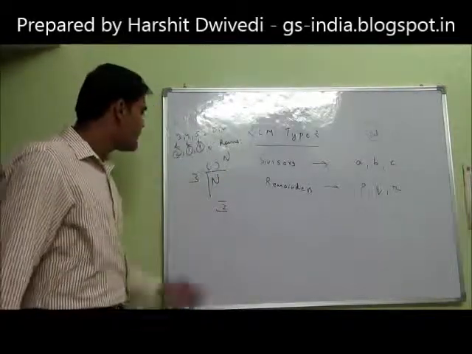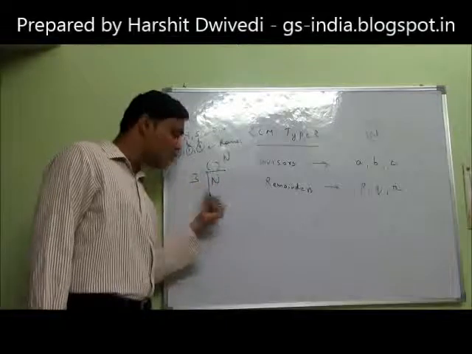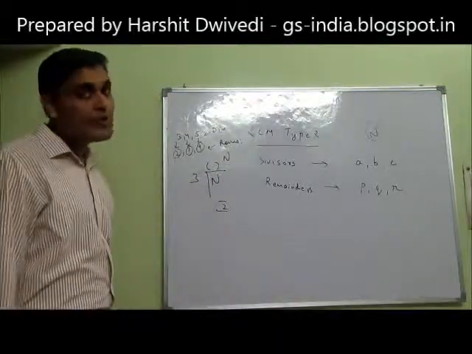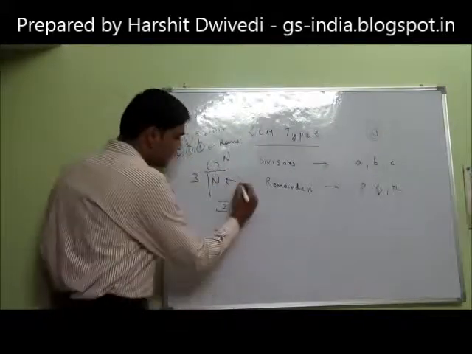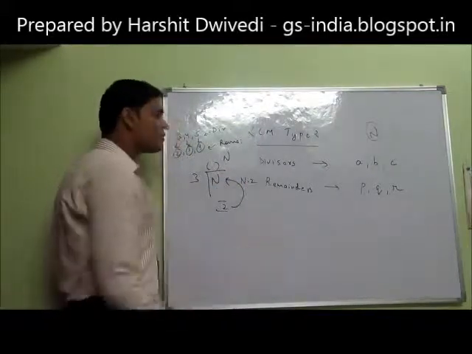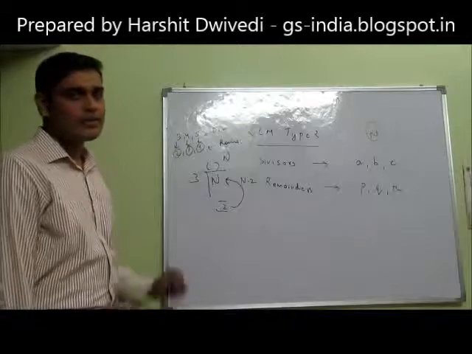So what does this mean? That when n was divided into groups of 3, 2 was remaining. That 2 cannot be arranged. So what can we do? Either we can reduce this 2 from n, then we can say that n minus 2 will be divisible by 3. This we can do.